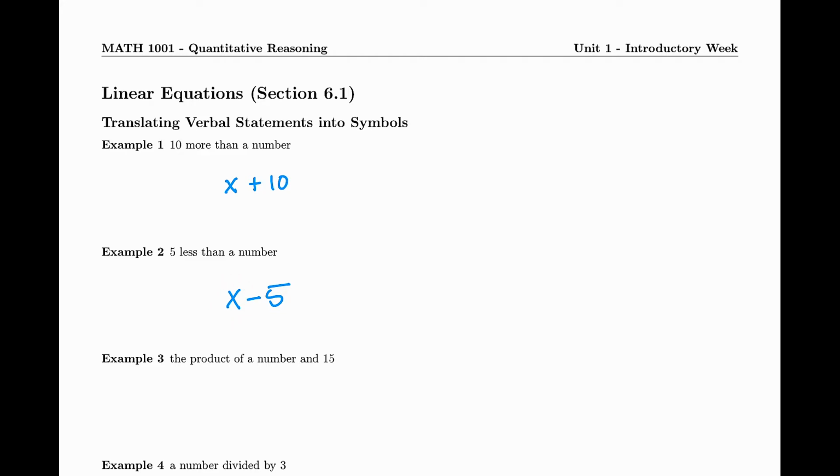Now we look at example 3, the product of a number and 15. When we see product, we should think about multiplication. The product of a number and 15, we can think of as the number times 15. That's okay, but usually we will rewrite this as 15x.